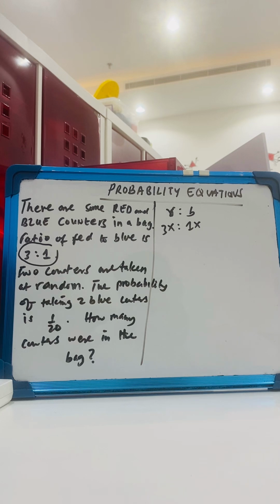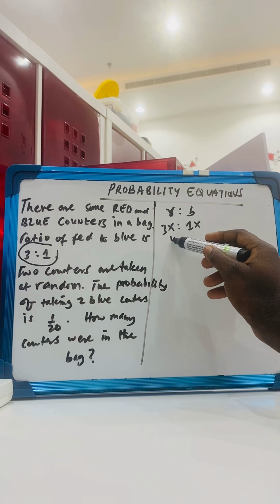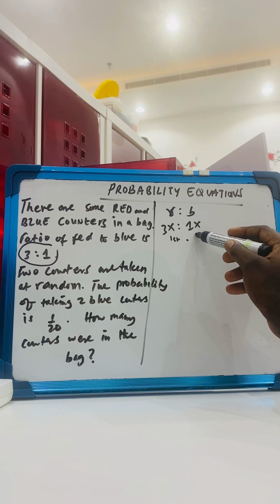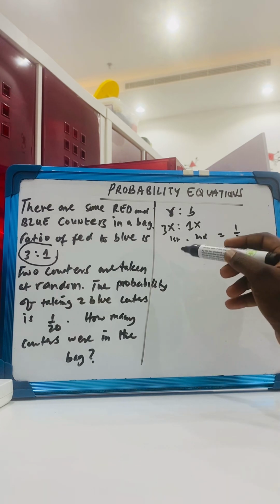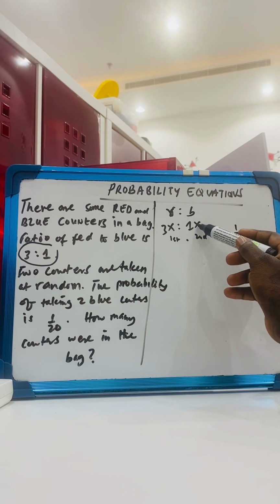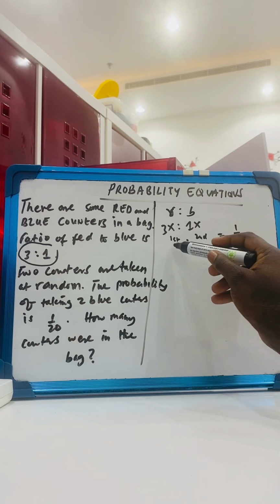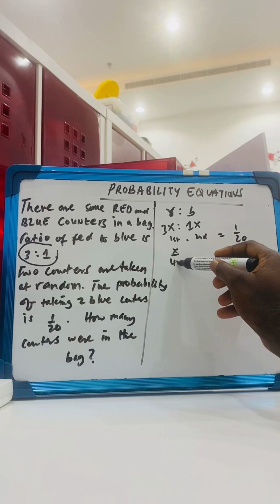And once we can do this, the rest is to use our AND and OR properties to write the equation. It says two counters are taken at random. The probability of taking two blue, so that is blue and another blue. AND means we have to multiply them. So first is blue and another blue. Second is blue, and this should give us 1 out of 20. So taking a blue is x out of the total, which is 4x. So this is x over 4x.